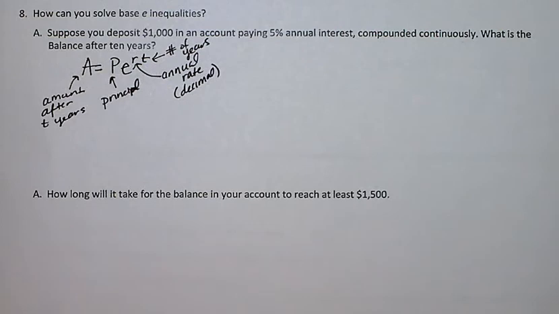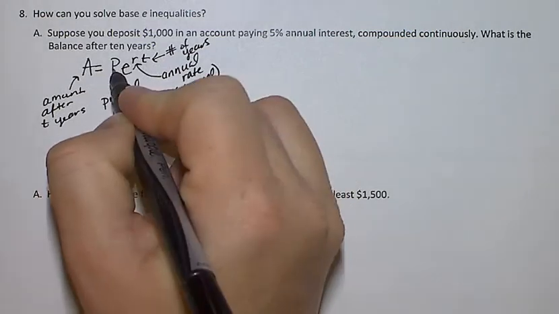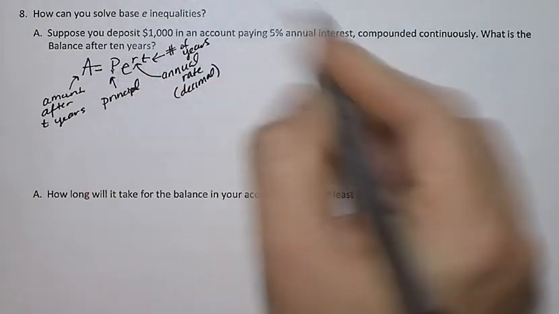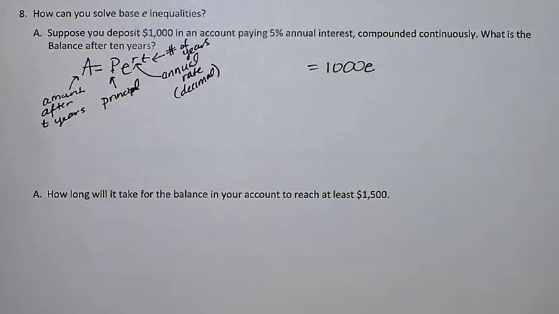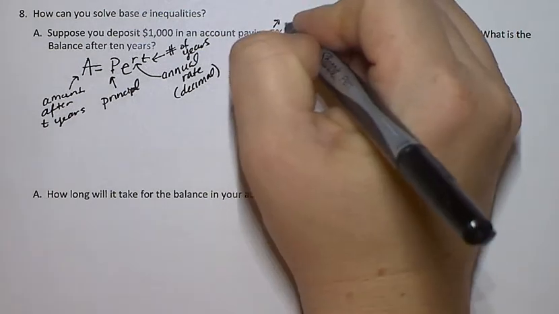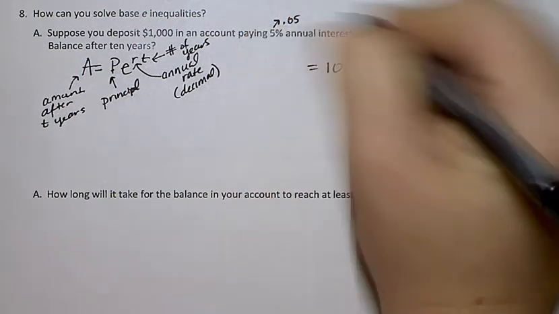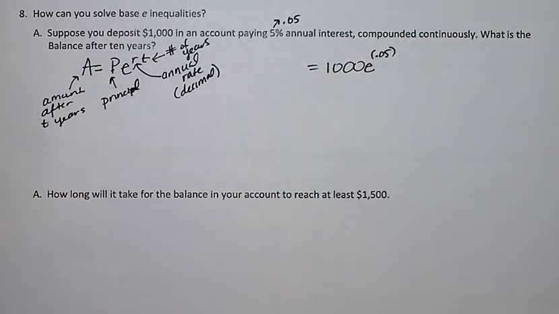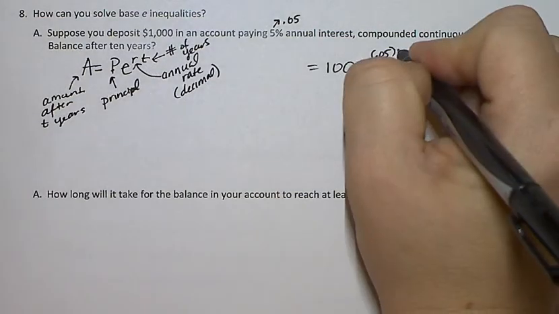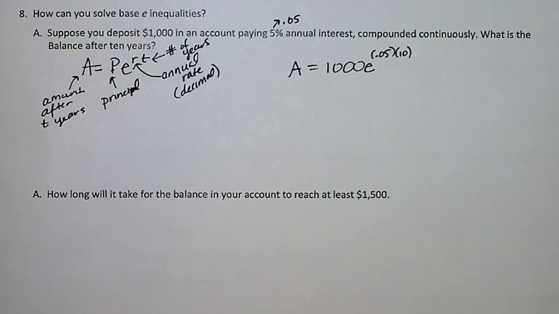Okay, suppose you deposit $1,000 into an account paying 5% annual interest, compounded continuously. What is the balance after 10 years? So let's put in what we know. We know your initial amount deposit is 1,000. We know your annual interest rate is 5%, but as a decimal, 5% is written as 0.05. And it states that we're going to leave this in for 10 years. And we want to know A.